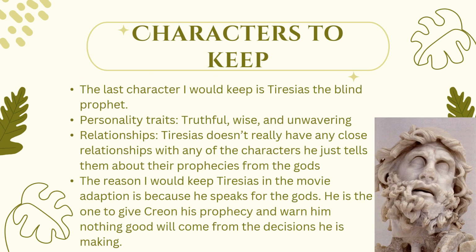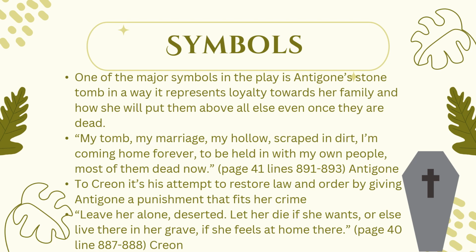The last character I would keep is Tiresias, the blind prophet. The reason I would keep him in the movie adaptation is because he speaks for the gods, and he's the one to give Creon his prophecy and warn him nothing good will come from the decisions that he's making and by defying the gods. So one of the major symbols in the play Antigone was her stone tomb.